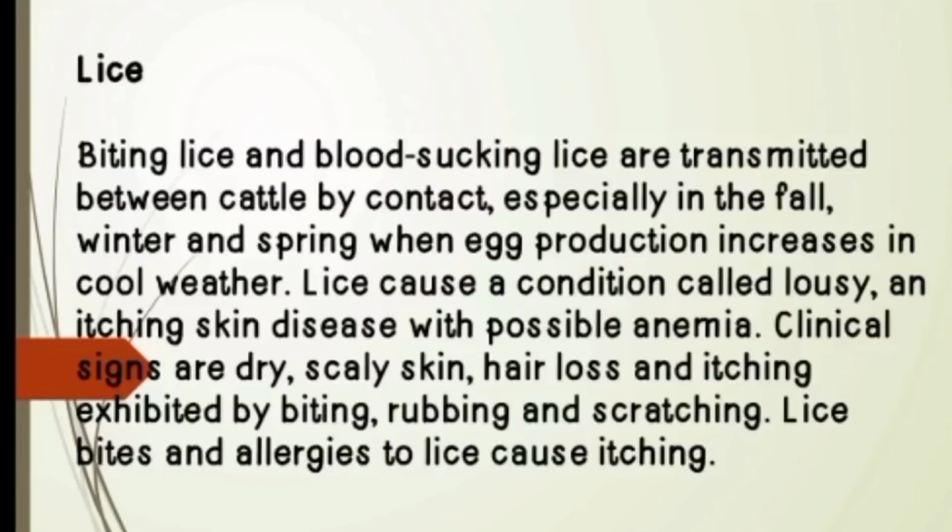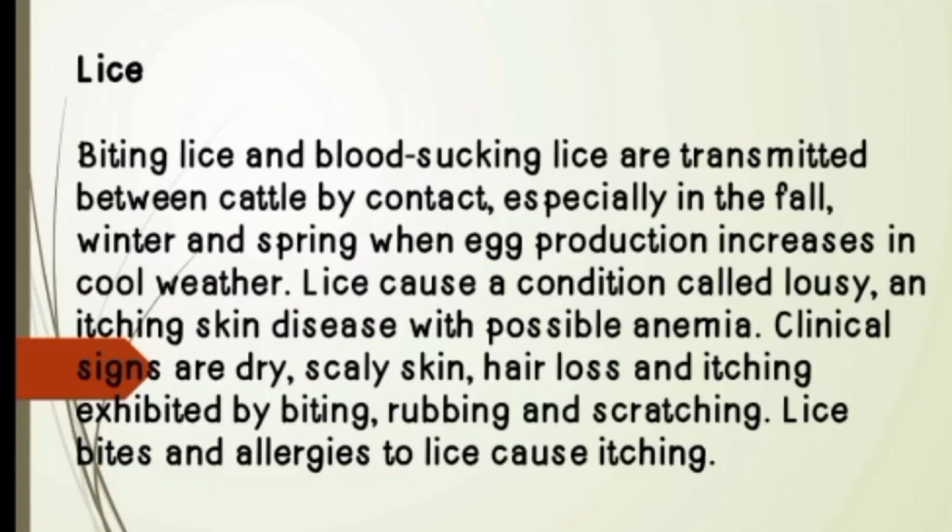Lice. Biting lice and blood-sucking lice are transmitted between cattle by contact, especially in the fall, winter, and spring when egg production increases in cool weather. Lice cause a condition called lousiness, an itching skin disease with possible anemia. Clinical signs are dry, scaly skin, hair loss, and itching exhibited by biting, rubbing, and scratching. Lice bites and allergies to lice cause itching.